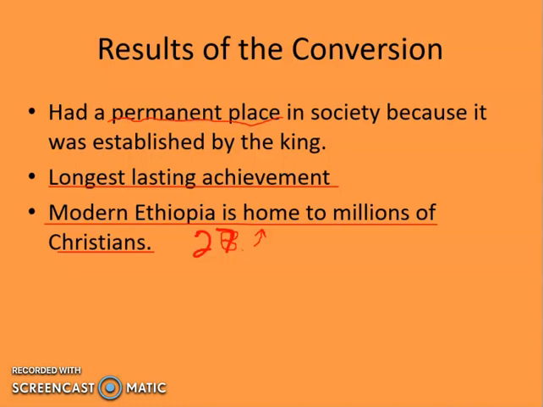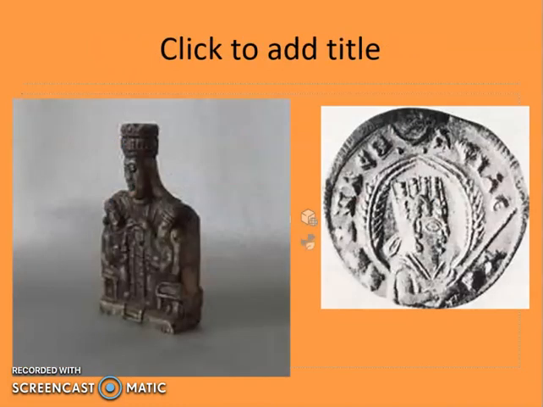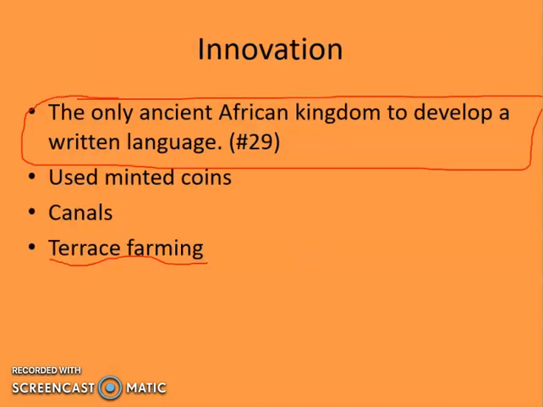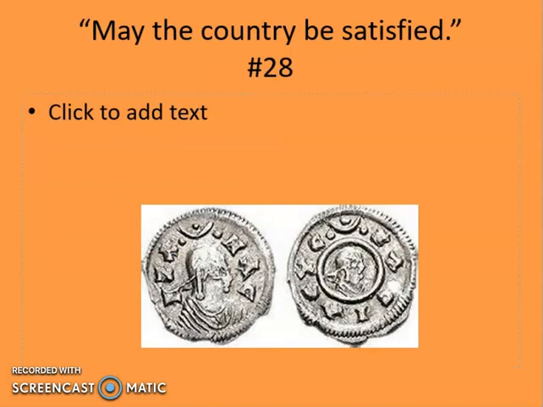But the monotheism might have come from their connection to the Jewish people. So today, millions of people in Ethiopia are Christians. That's one of the long-lasting achievements of Ezana. They're the only ancient African kingdom in that region, besides Egypt, to develop a written language. They used terrace farming. Their coin said, "May the country be satisfied."